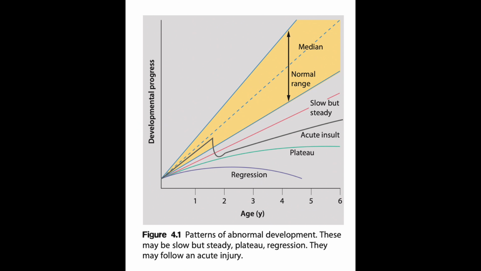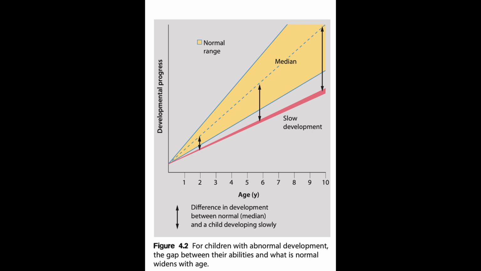The severity can be categorized as mild, moderate, severe, profound. Other features of developmental delay are the gap between normal and abnormal development becomes greater with increasing age and therefore becomes more apparent over time, as given in the figure. It may be the presentation of a wide variety of underlying conditions, as given in table 4.2.